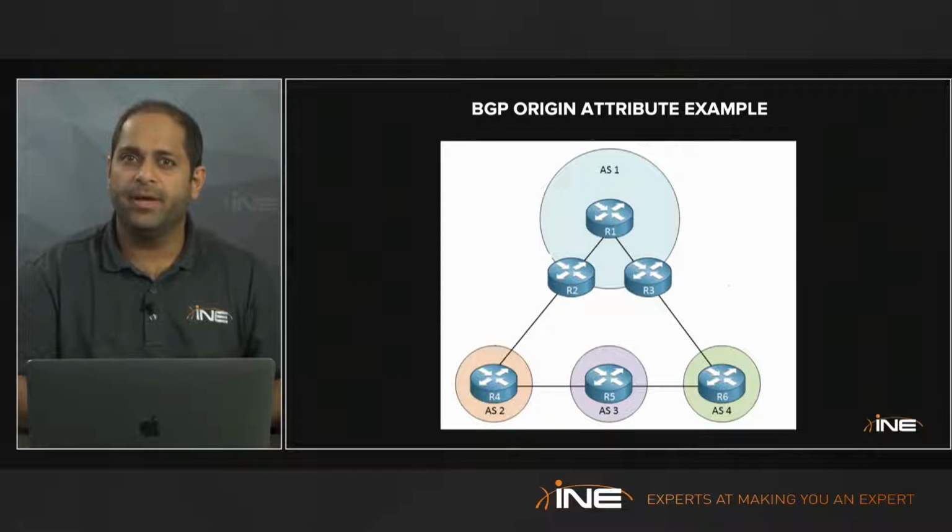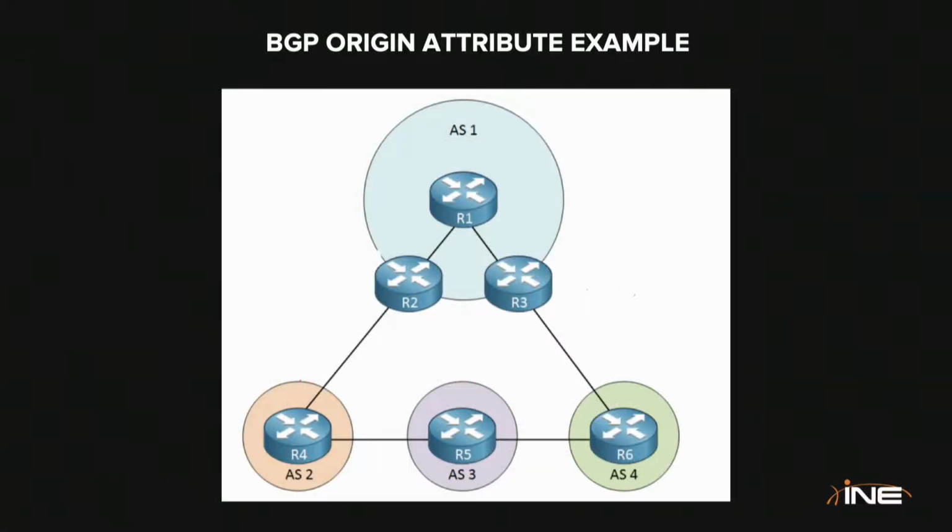So to look at origin as a path manipulation attribute, we would look at this diagram here. I have three routers in AS1, router 4 in AS2, router 5 in AS3, and router 6 in AS4. All these routers have been pre-configured with BGP. I have neighbors between 1 and 2, 2 and 4, 4 and 5, 5 and 6, 3 and 6, and 1 and 3. 2 and 3 are not iBGP neighbors.